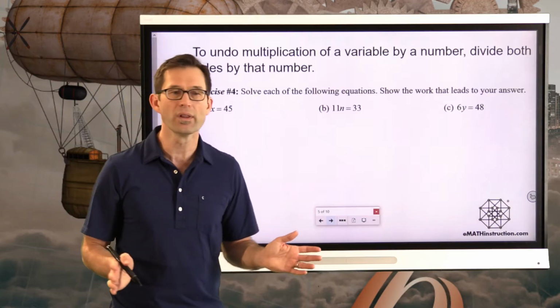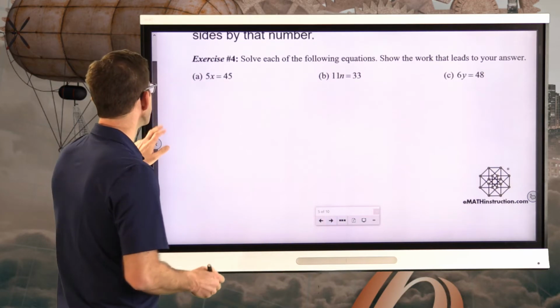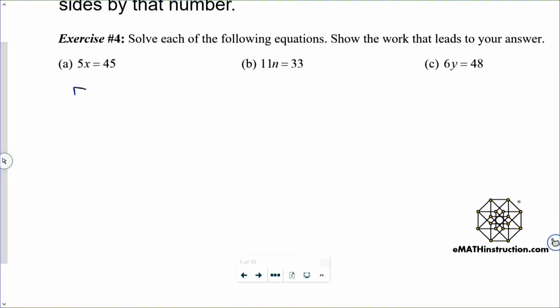All right, this is really easy because I'm going to just rewrite it. We have something like 5x equals 45.